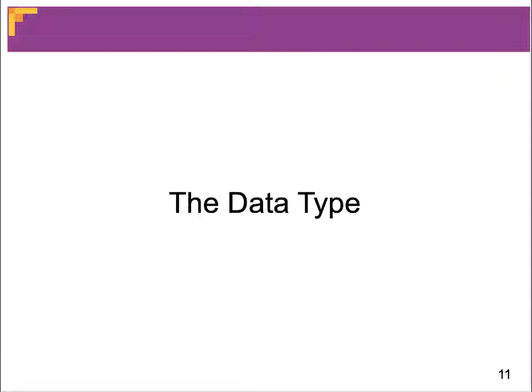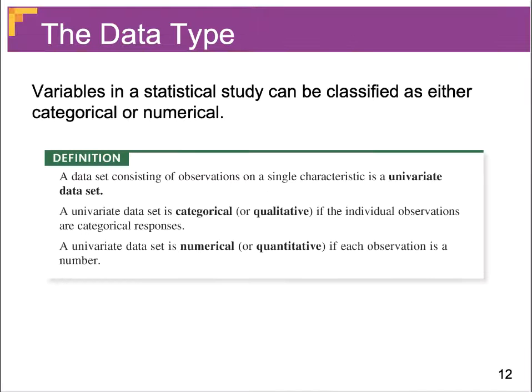Now let's look at the data type. Depending on the type of data you have is going to determine what you can do with it. So we have two different types of variables. We have categorical and numerical. So we're going to look specifically here at univariate data sets.